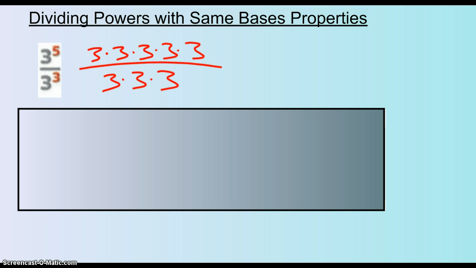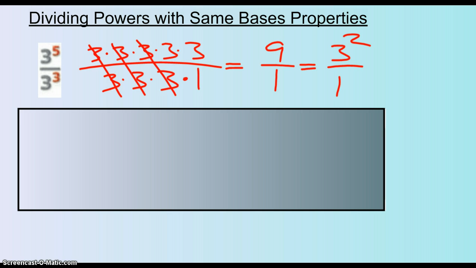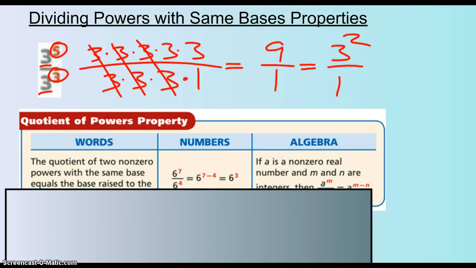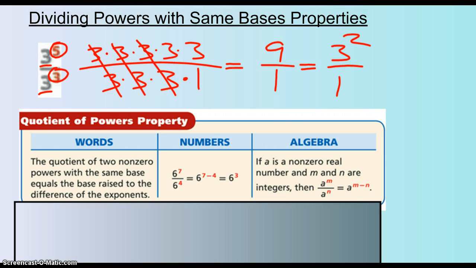And since we're multiplying, we can do some factoring. Technically there's a times 1 down here, so this is like 9 over 1. Or I guess I could say 3 to the second over 1, or just 3 to the second power. Which means I can just take 5 and 3, as long as these bases are the same, and subtract them to get 3 to the second power, which is what this rule says.